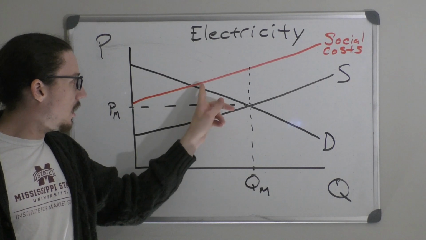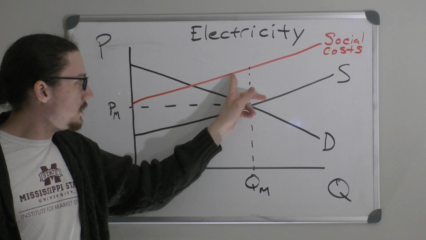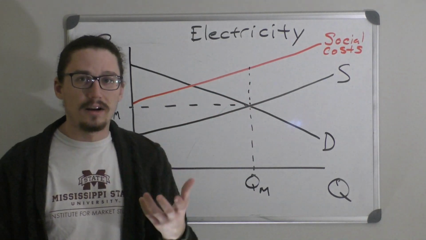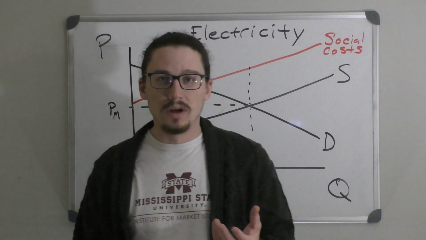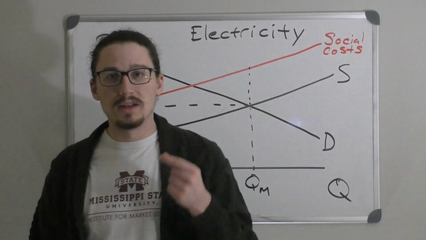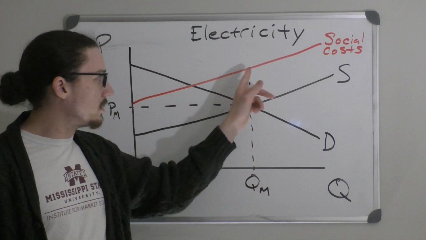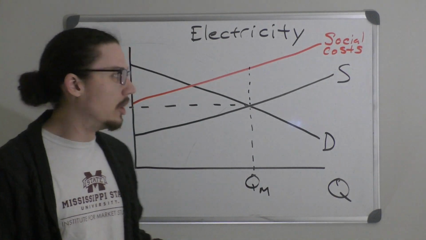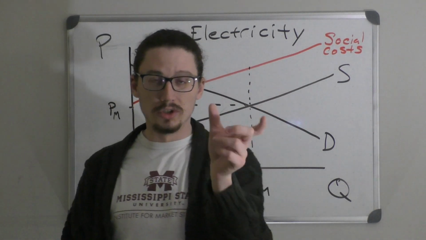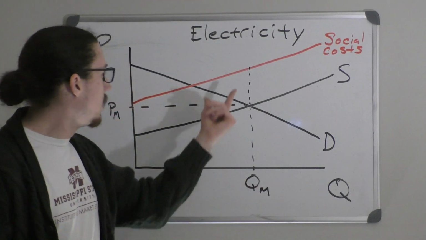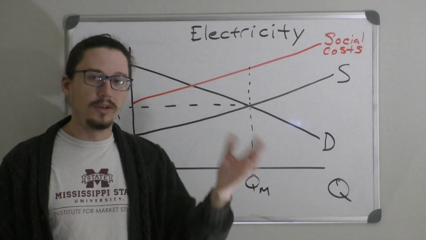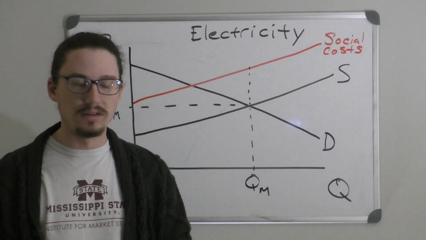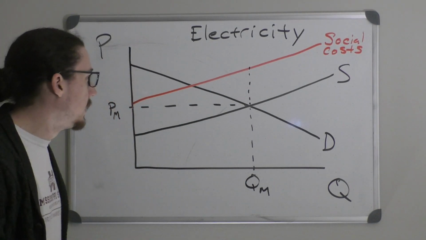Right? So this is saying that the cost of all of these units of electricity is higher when we take those social costs into account. The cost of these units of electricity is higher than the benefit of having them. So it's more costly to consume and produce these units of electricity than it is when you take into account the benefit. The benefit gained is less than the cost.